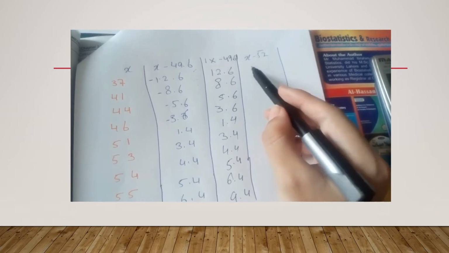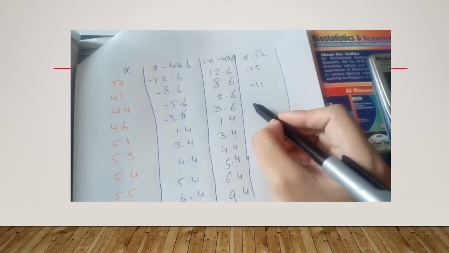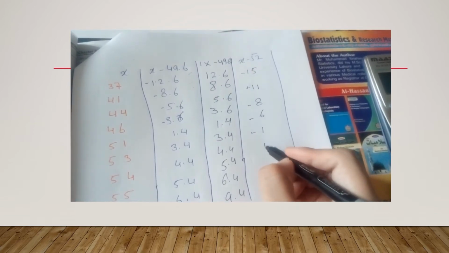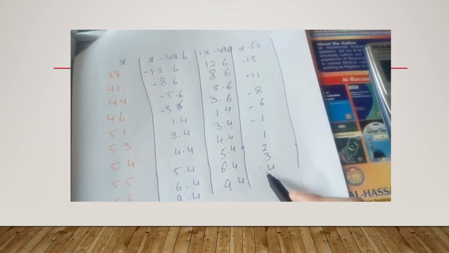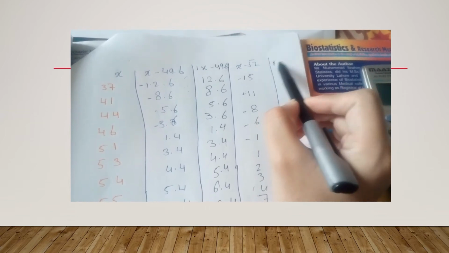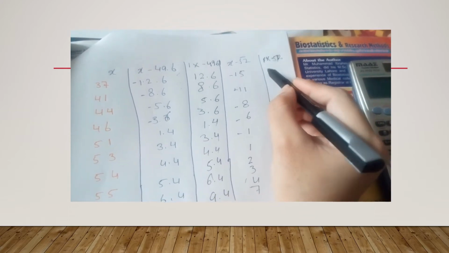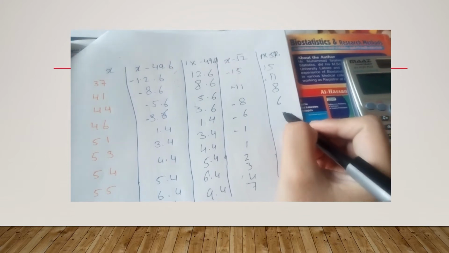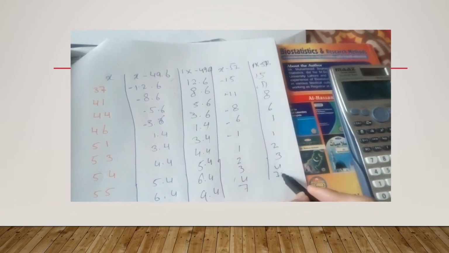52 is the median, and the answer is minus 15, minus 11, minus 8, minus 6, minus 1, positive 1, 2, 3, 4, and 7. And the same, we take the modulus or absolute for the median, and the answer is 15, 11, 8, 6, 1, 1, 2, 3, 4, and 7.